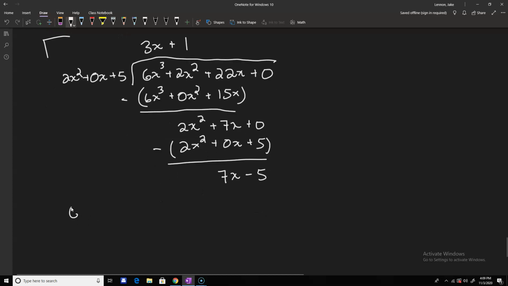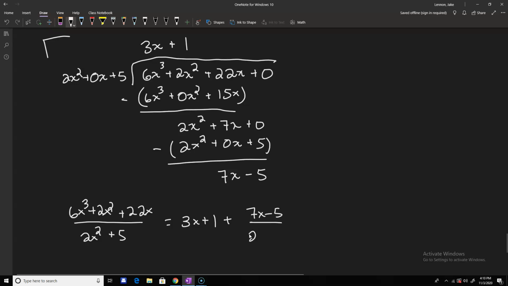So my 6x cubed plus 2x squared plus 22x divided by 2x squared plus 5 leaves me with a 3x plus 1, the numbers on top, and then I have my remainder 7x minus 5, which is divided by 2x squared plus 5. And that is that. So that's it for division of polynomials.